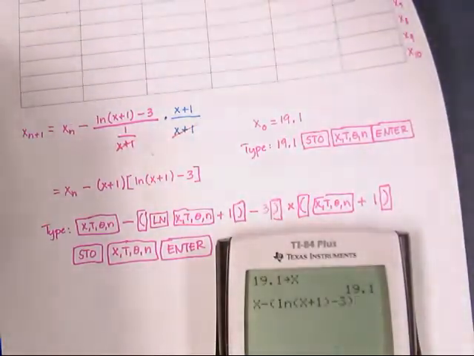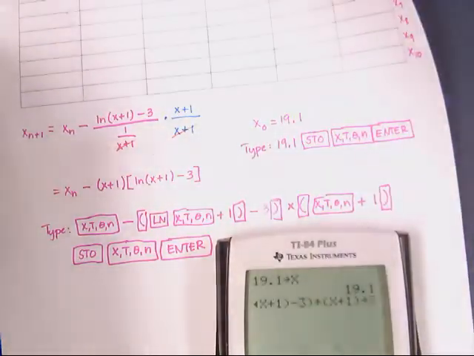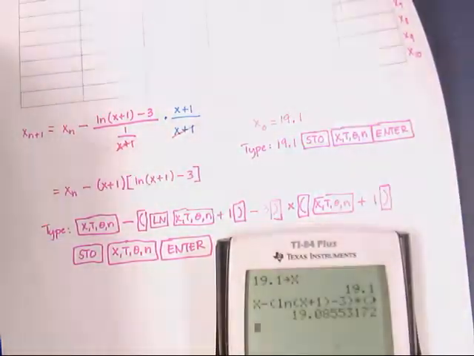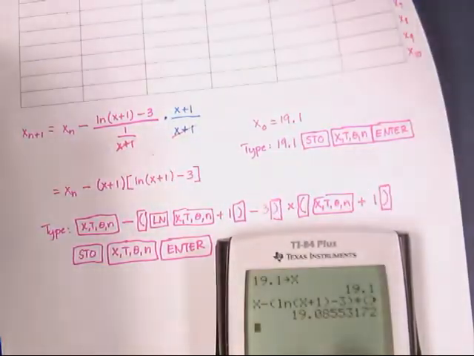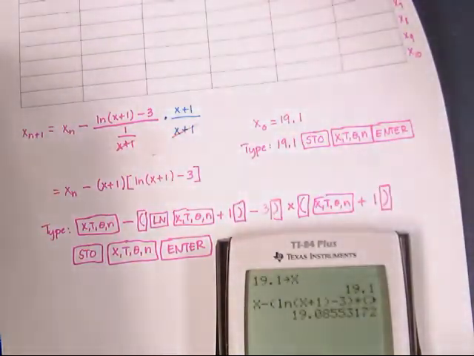parentheses. And then press the times key to multiply that by, left parentheses, X,T,theta,n for the x plus 1, close parentheses. And then we're going to press the STO button to store this into x, X,T,theta,n for the x, and then press enter. Okay. That's what I was looking for. Here you're going to get what x sub 1 is, 19.08553172.